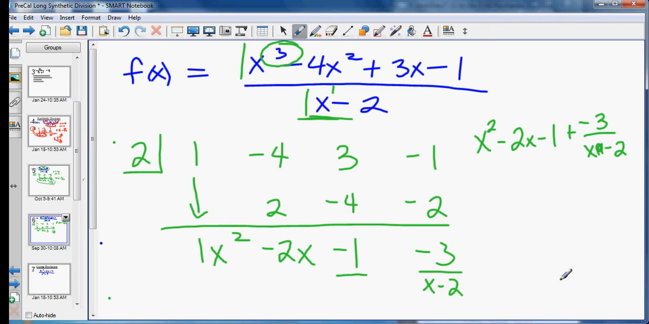So that's synthetic. If you want to see the other one, you'll look at long division.